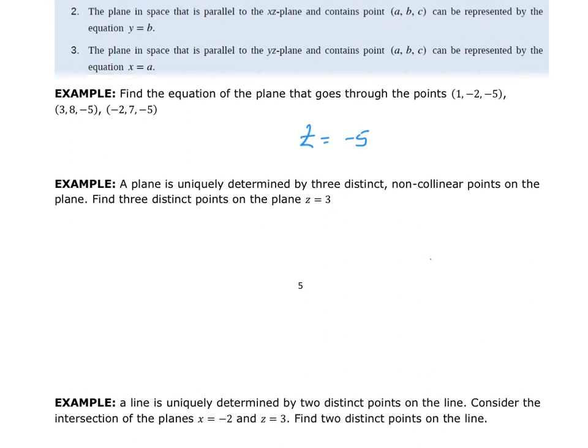My next example is they want to find a plane that is uniquely determined. So first of all, a plane is uniquely determined by 3 distinct non-collinear points on the plane. Collinear means that they are on the same line, so they have to be non-collinear, which means they can't be on the same line. And so we want to find 3 distinct points that describe the plane z is equal to 3.